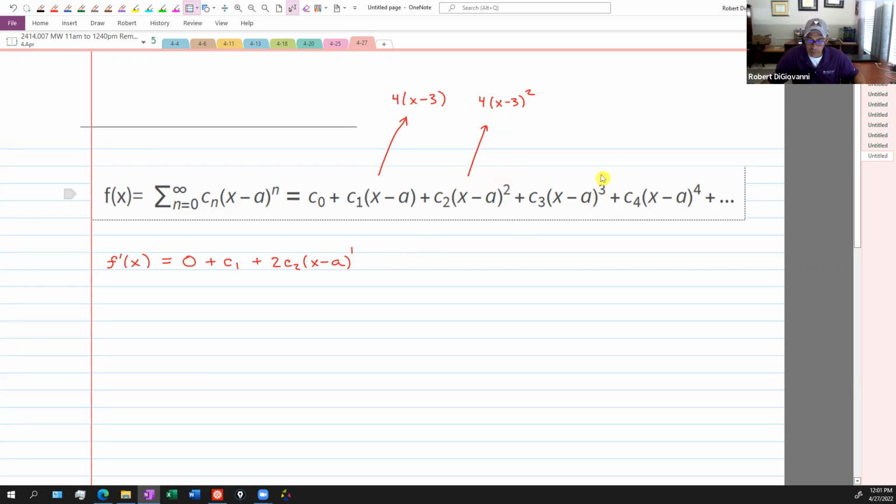What about the next one? 3 c sub 3, this time x minus a squared. And then we just keep doing this, all the way down. Plus 4 c sub 4, x minus a, this time to the third, plus dot, dot, dot, forever. That okay?